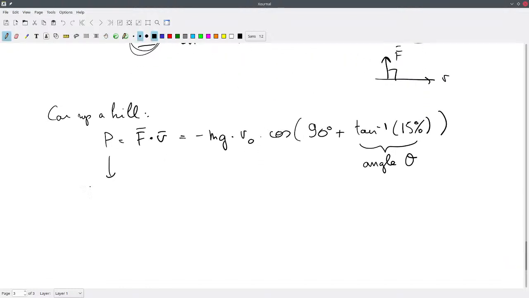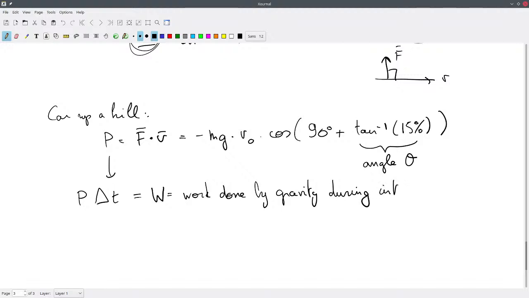And if we now have an interval delta t, P delta t will give us the total work done by gravity during interval delta t.